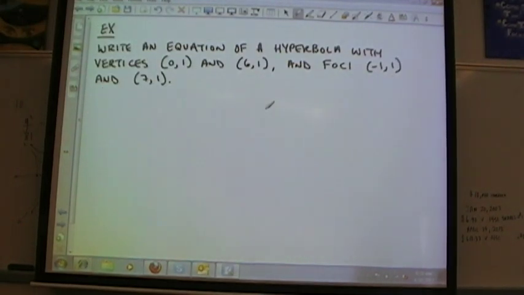Write an equation of a hyperbola. This one's a little trickier. Now with a hyperbola, we said what switches in the equation? X and Y can switch. You don't know which one it is? You do know, based on the information they give us.